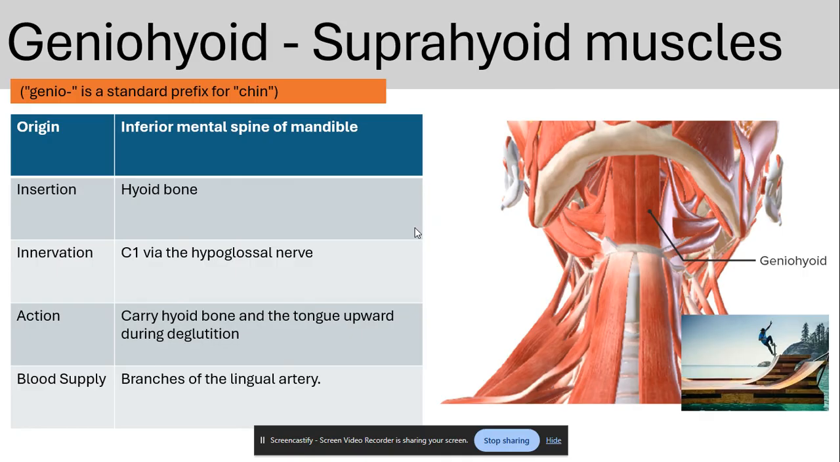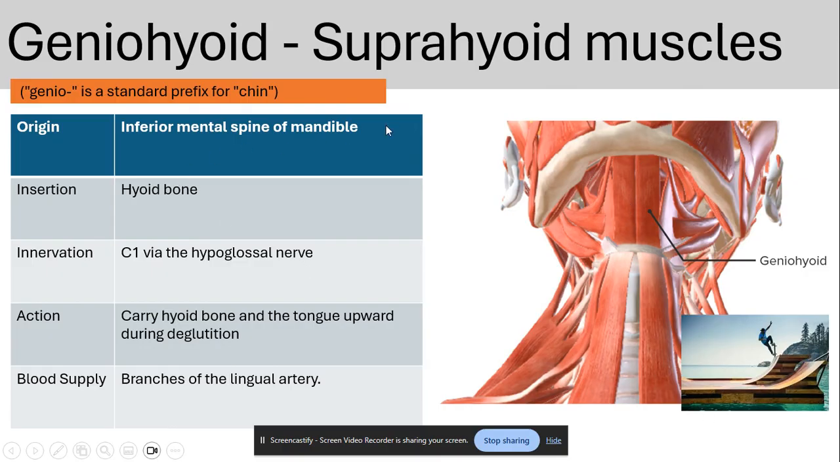Genio is a standard prefix for chin. And if you remember lingua franca, I think you will remember the wording for this particular muscle. So this is the geniohyoid muscle. It looks like a skating ramp. So whenever you see a geniohyoid, remember the skating ramp.